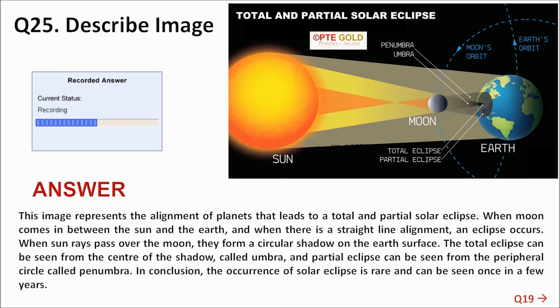The total eclipse can be seen from the center of the shadow, called umbra, and partial eclipse can be seen from the peripheral circle called penumbra. In conclusion, the occurrence of solar eclipse is rare and can be seen once in a few years.